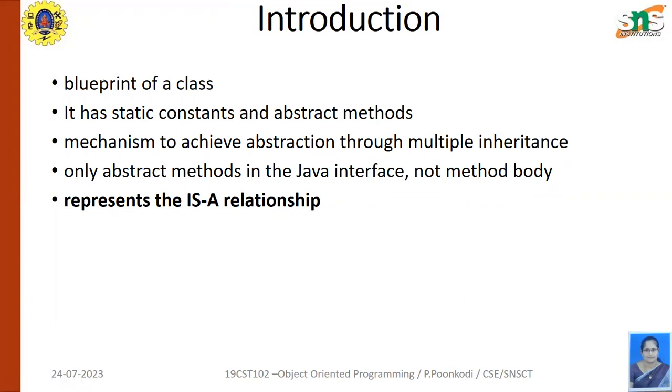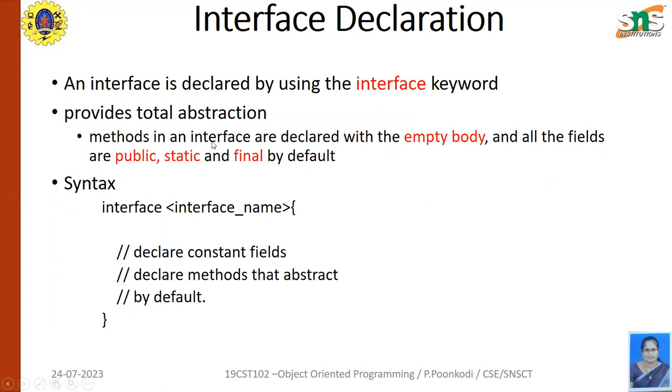Abstract methods, with no method body, are used only in the Java interface. This is used to represent the ISA relationship. And this is the interface declaration part, how it could be declared. By using the interface keyword, we declare the interface. We could use this interface concept in our program, and it provides total abstraction.